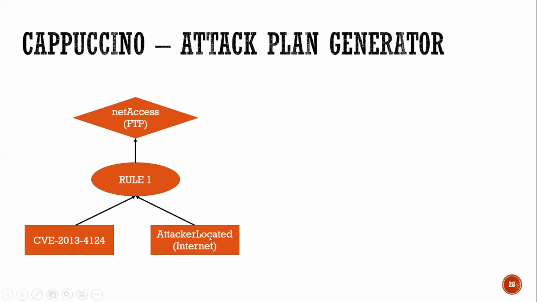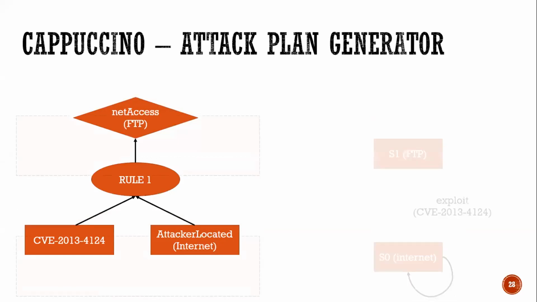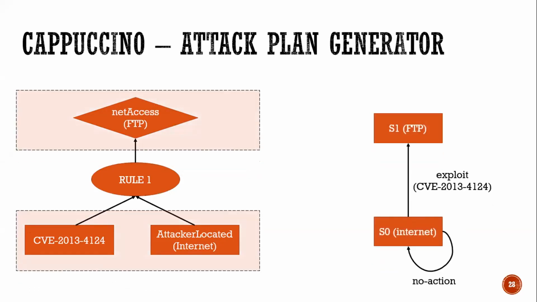So there were fact nodes which show that attacker was at internet initially, and the next privileged node that he gained was network access on, say, another machine FTP. So there are two things that attacker can do when he is located on internet. Either he can take no action or he can exploit this vulnerability. Let's say the CV ID of this vulnerability is CV 2013-4124. So these will be the states that we can extract from attack graph to be used in our Markov game or our Markov decision process.